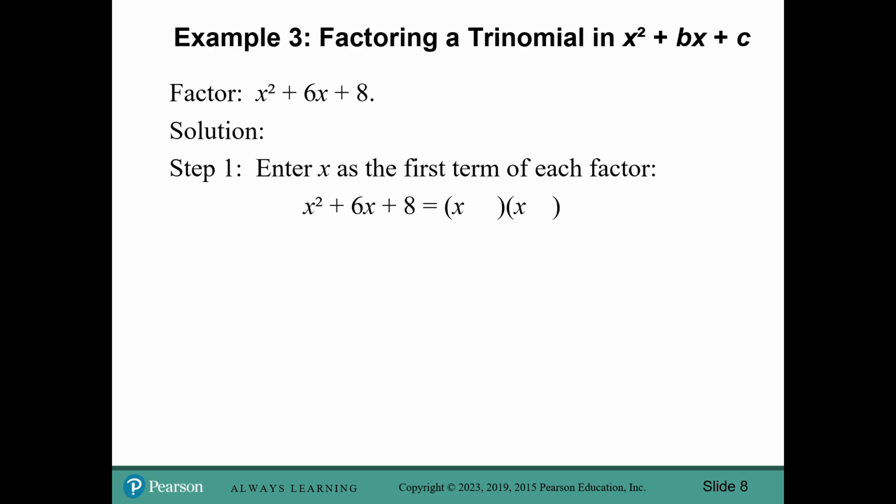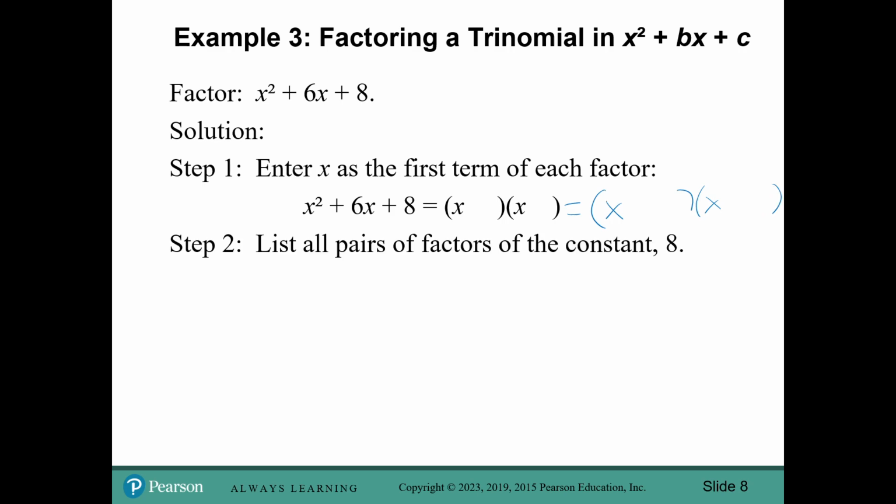So factoring a trinomial in x squared plus bx plus c, we have the example x squared plus 6x plus 8. Now, step 1, we want to enter the x as the first term in each factor. They've done it here. I'm going to write it bigger over here to the side because I like some space to work with. So I'm just going to make the parentheses a little bit wider there. Now, second step is we're going to look at and list all the factors of the constant 8.